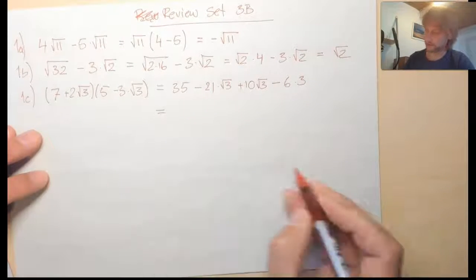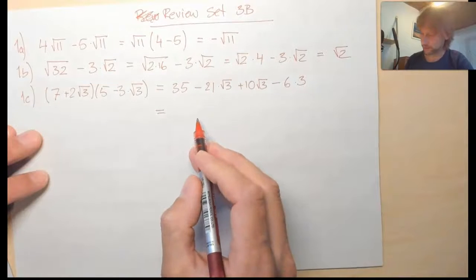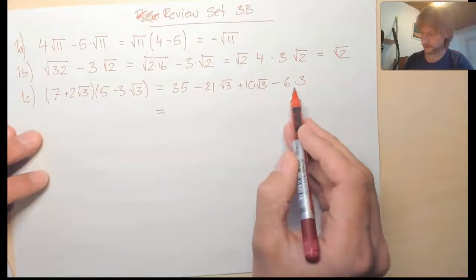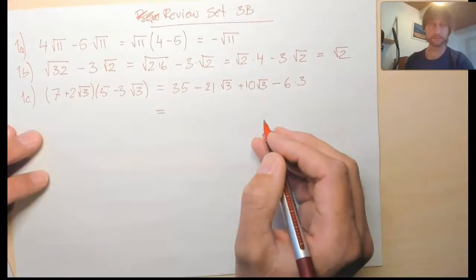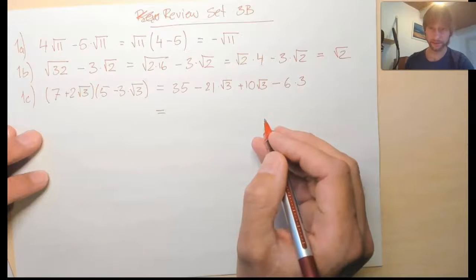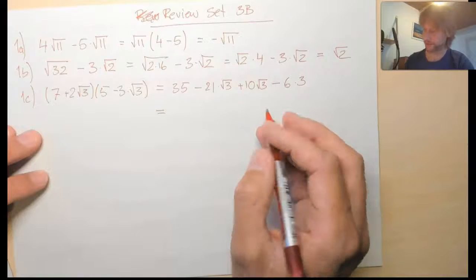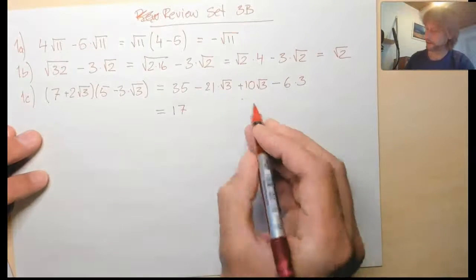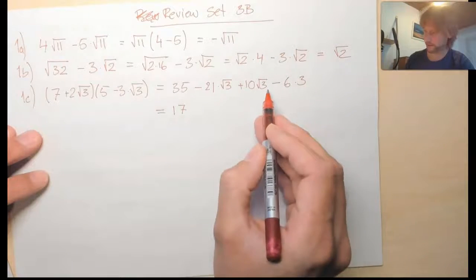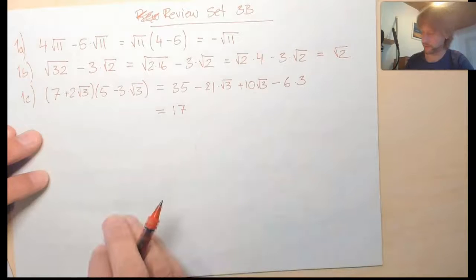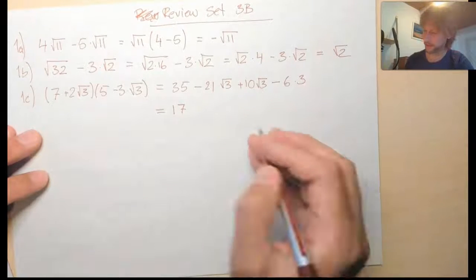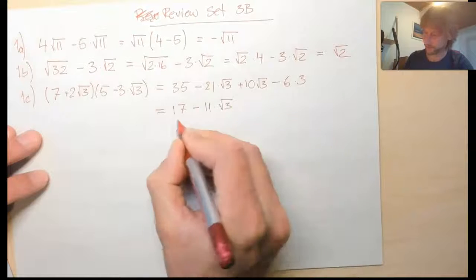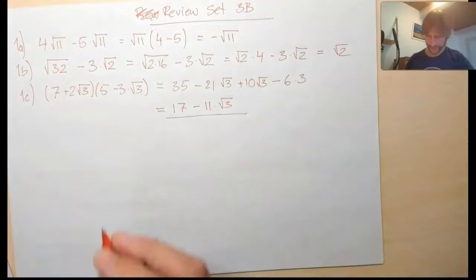So altogether, we get some integer part, that's the 35 minus 18. That is the kind of thing you can't do while videotaping yourself. So that is something like 17, I guess. And here we can do the same thing with the square root of 3 as our common factor. So we get 10 minus 21, that's minus 11 times the square root of 3. Right.